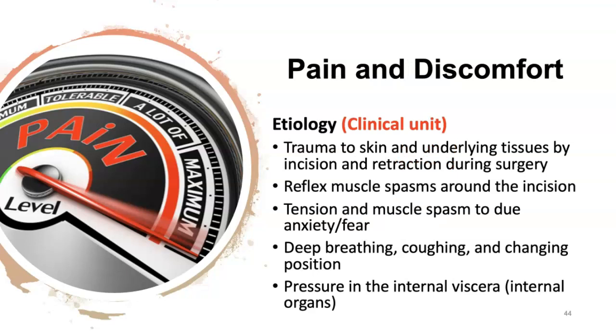On the clinical unit, I've already described these different reasons for pain. I've already talked about trauma to the skin and retraction during surgery. There could be muscle spasms around the incision, and tension and muscle spasm due to anxiety and fear, typically in the neck and the shoulders. It could be related to our encouraging deep breathing, coughing, and changing position, and that's why very good pain management is needed. And there's pressure in the internal viscera, the internal organs.